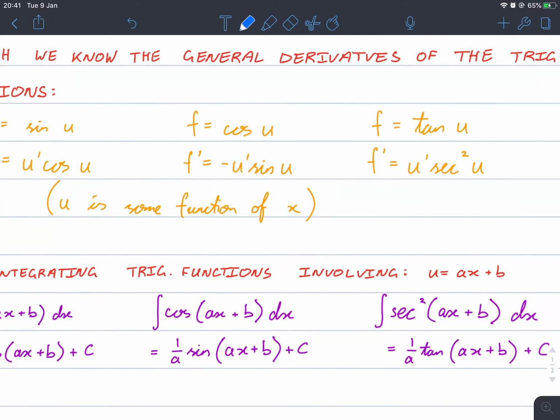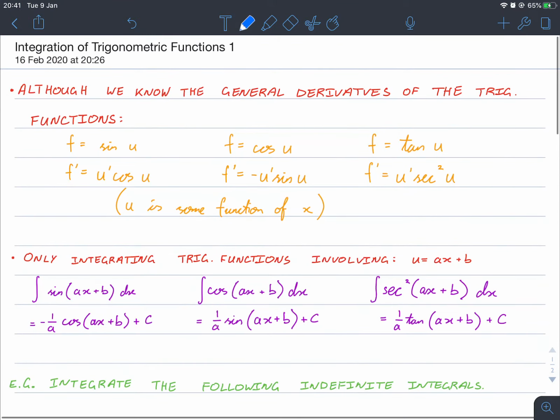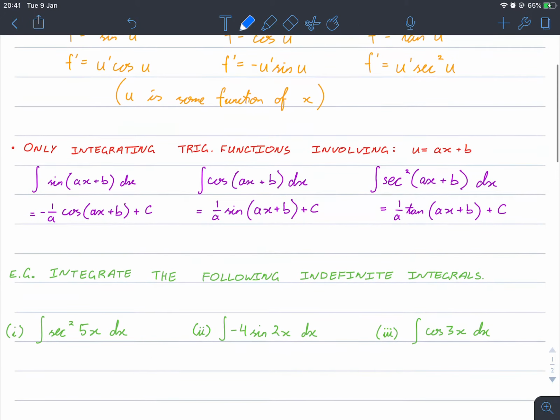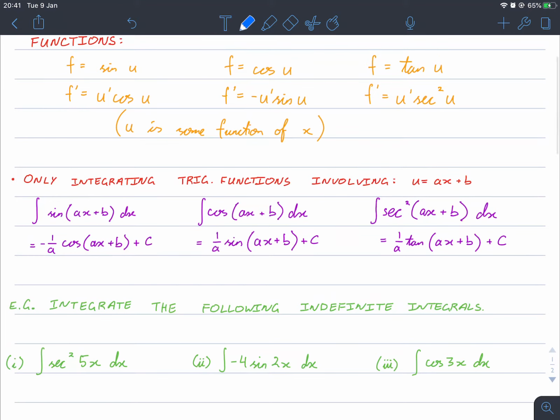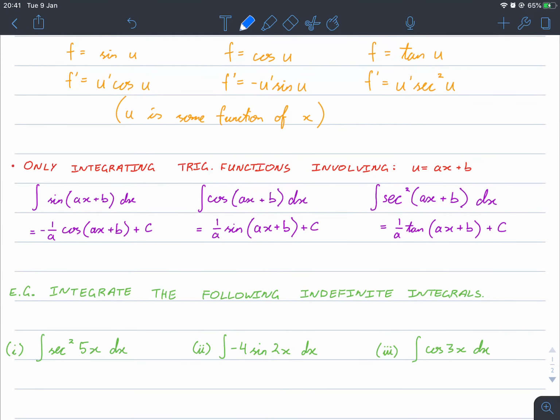So let's begin. Although we know the general derivatives of trig functions as shown here, the functions that we're only going to be looking at integrating involve u equals ax plus b as shown as follows. So by this we mean we're not going to see any integrations of sine x squared dx, as this does not follow the form I've circled there.